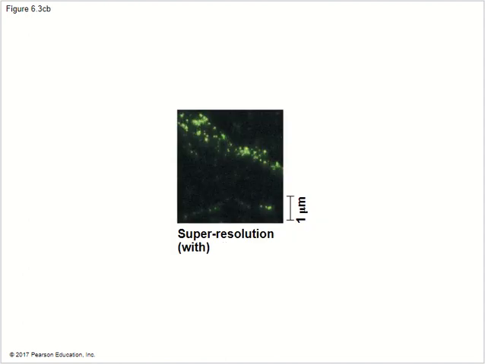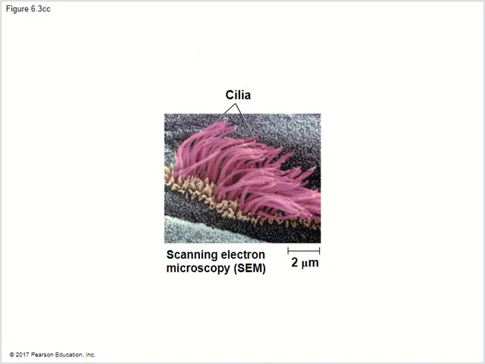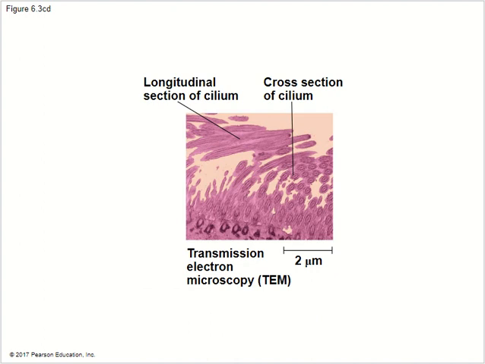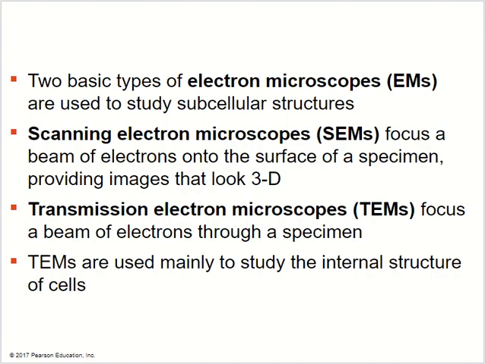Here is how far we can look into a small sample and how well we can distinguish the different traits. Two basic types of electron microscopes, EMs, are used to study subcellular structures.